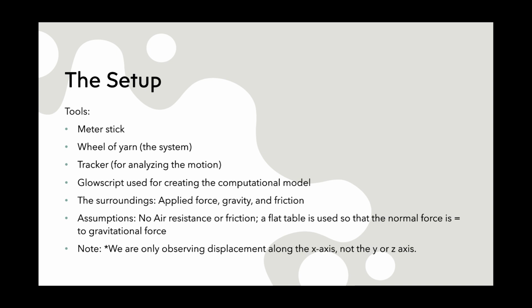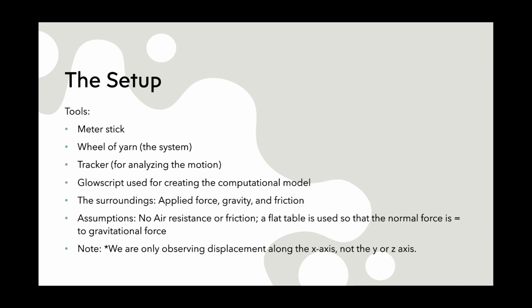And this was our setup for our experiment. We used a meter stick in order to have a realistic scale to use while we were in Tracker, and a wheel of yarn as our system and the object that we'd be analyzing. We of course used Tracker for analyzing the motion, GlowScript for creating the computational model, and then we also had surroundings as well, which were the applied force, gravity, and friction.